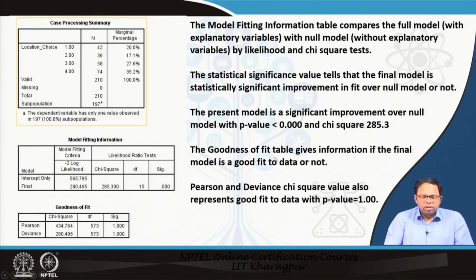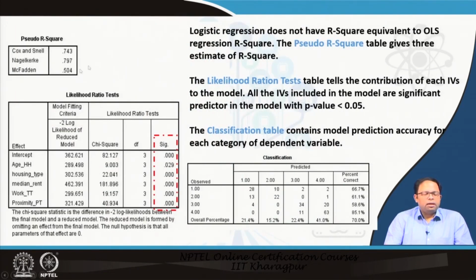And then we look into the goodness of fit table, which gives information on whether the final model is a good fit to the data or not. Here we see that the Pearson and deviance chi-square values are within the tolerance limit, and the p-value is less than 1. So this is the first initial statistics. Then we check the R-square statistics. These are pseudo R-square values, where we see that Cox and Snell is 0.743, Nagelkerke is 0.797, McFadden is 0.504. So these are the R-square statistics, which give us an idea of how good the model is.